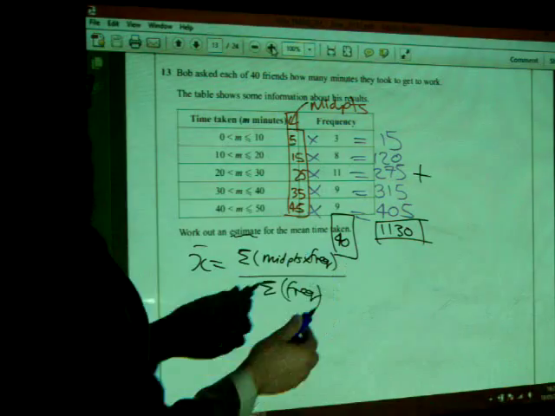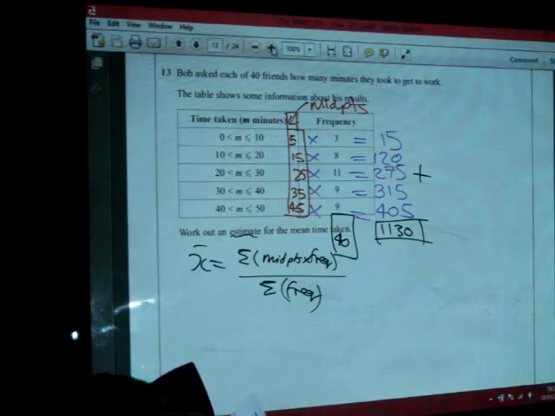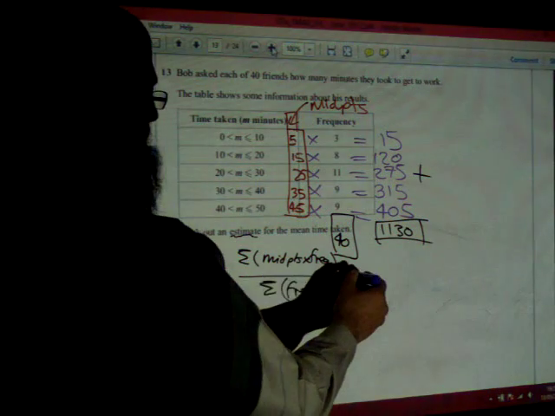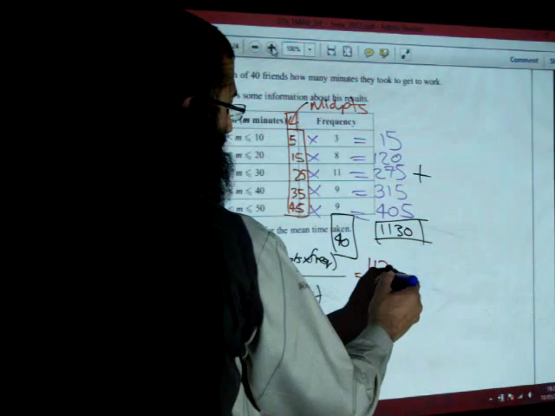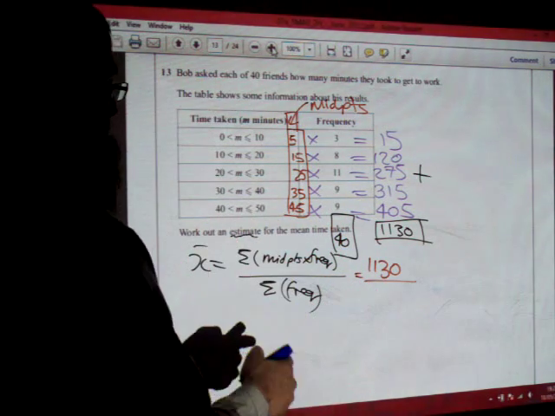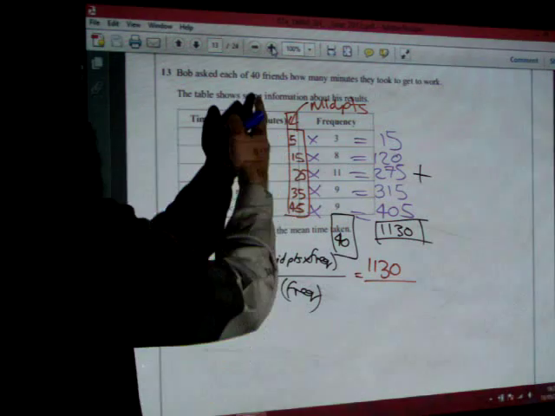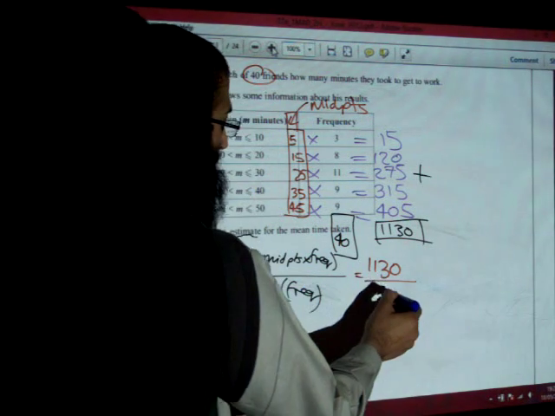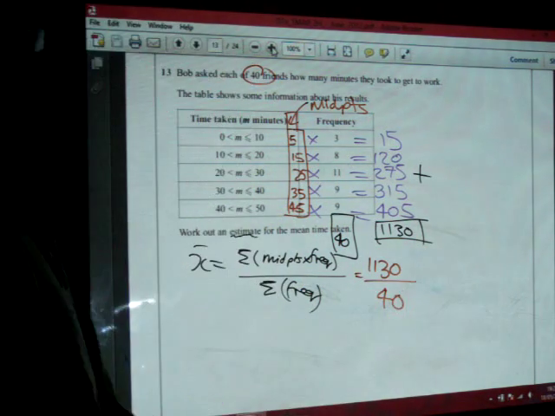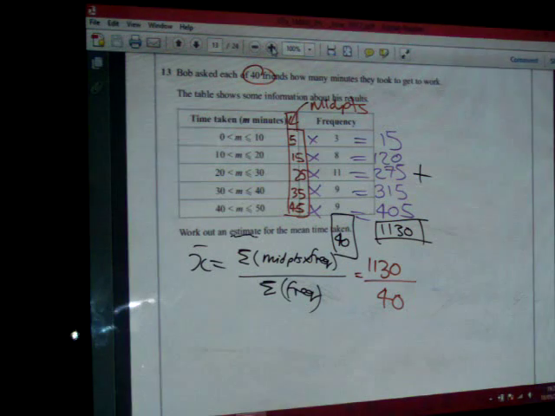Have you worked out the sum of it? What is the sum of the midpoint times by the frequencies? The answer is 1,130. Okay. And what is the sum of the frequency? What's the total frequency? It is 40. So you need to do that calculation to work out the mean. That will give you the estimate of the mean for a grouped frequency table.